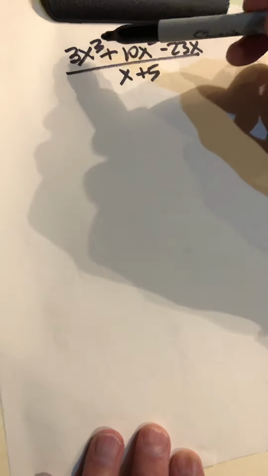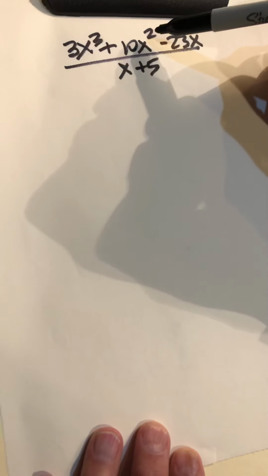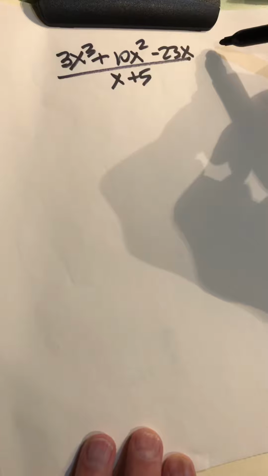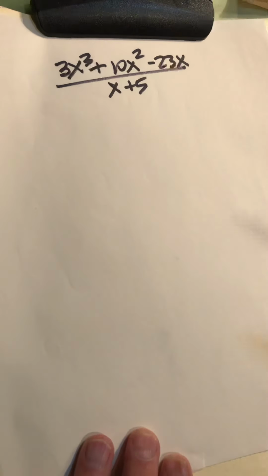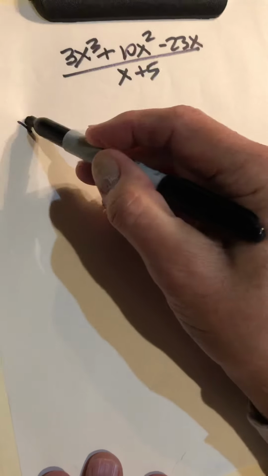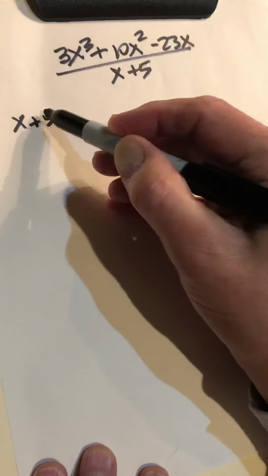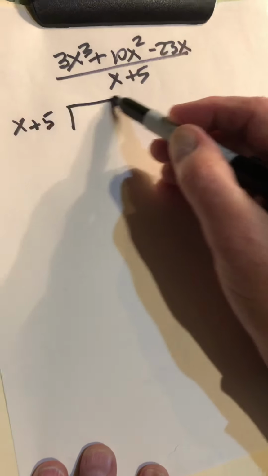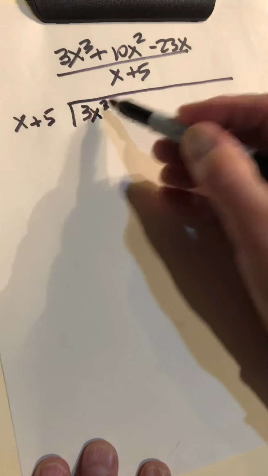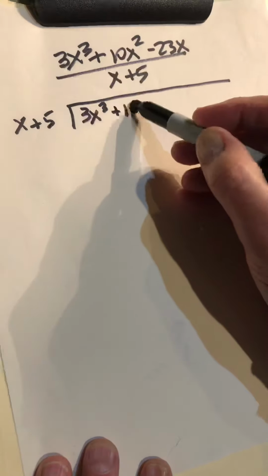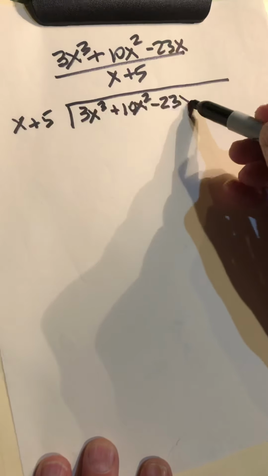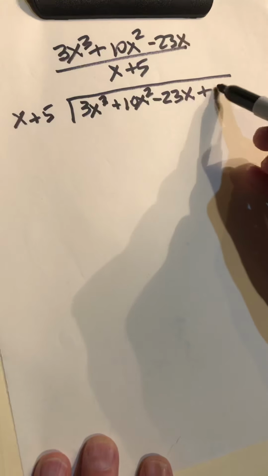So I'm starting with a cube, and then I go to the quadratic, and then the linear. I'm missing the constant. So I'm going to have to put in a placeholder when I do this long division. So it's going to be set up like this. x plus 5 is the divisor. The dividend is 3x cubed plus 10x squared minus 23x plus 0.